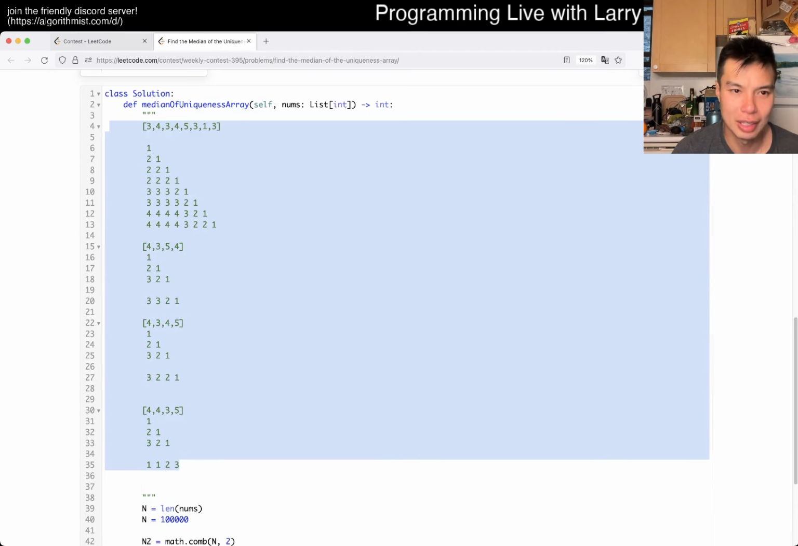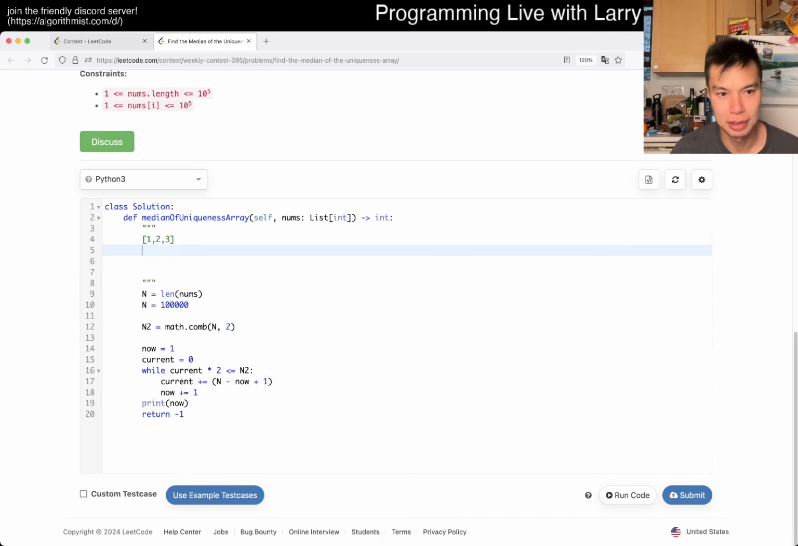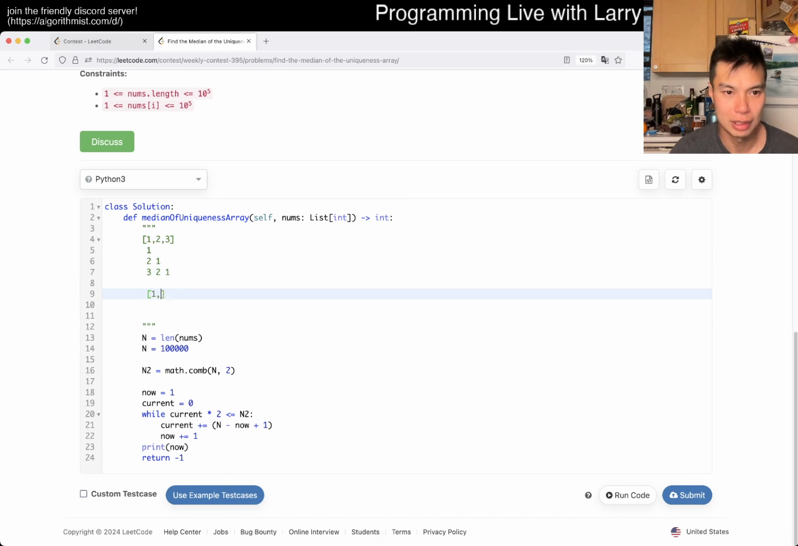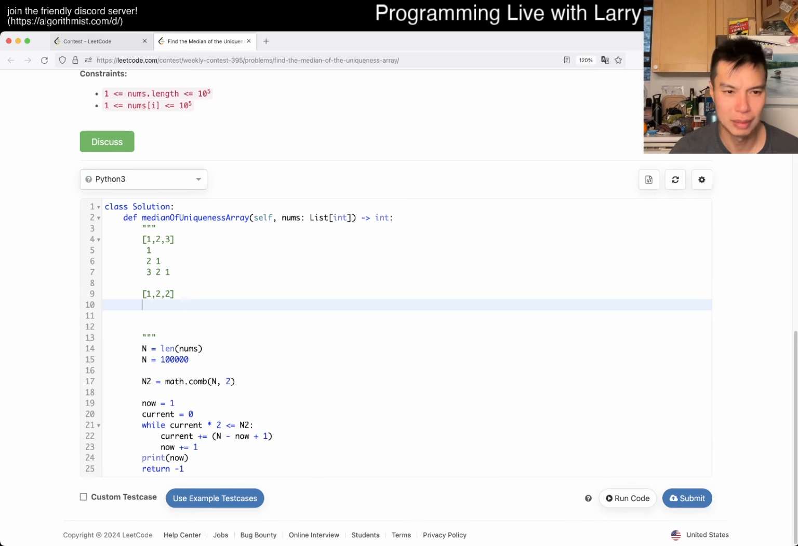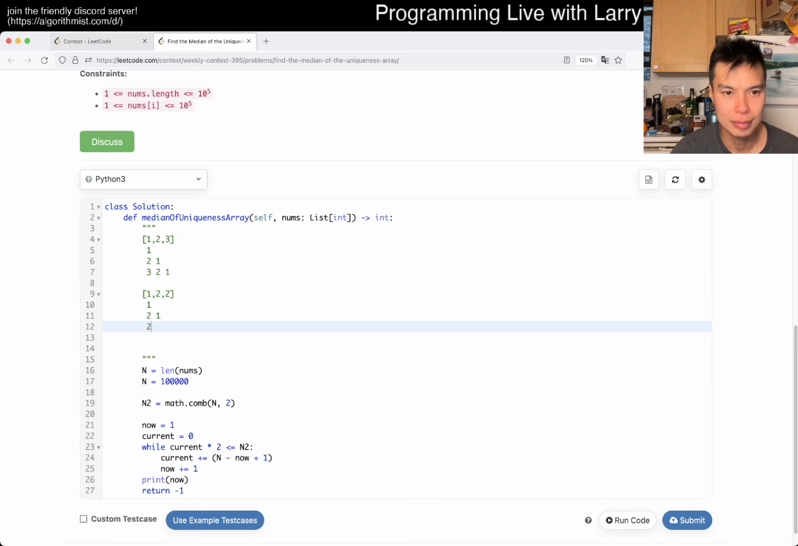Let's try again. Okay, 1, 2, 3. It's going to be 1. And then now let's say I convert this to 2. What does that mean? That doesn't really tell me enough. Am I thinking this in the wrong way? Probably.